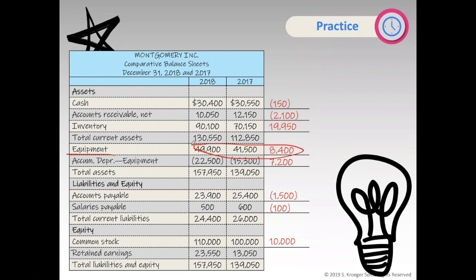What would make this account increase? The only way would be to purchase more equipment. Otherwise, it would have just stayed the same, or it would have gone down if we sold some. We do need to look at the additional information because even though we've received equipment, it could have been a non-cash transaction if we exchanged it for something else or issued debt in exchange.